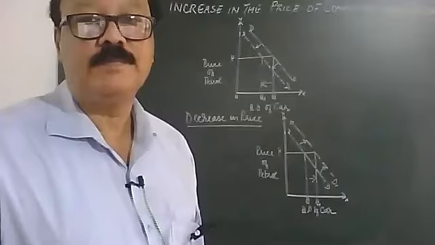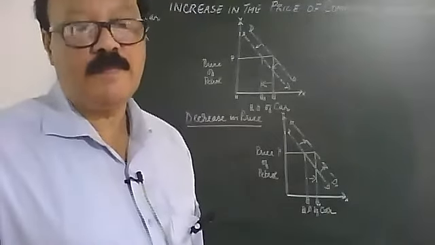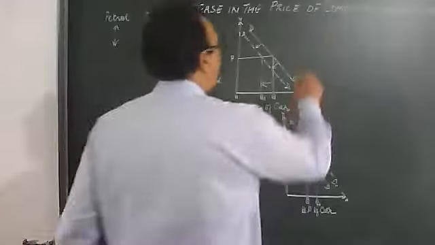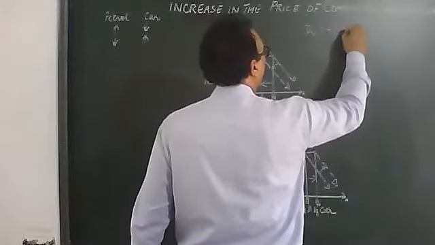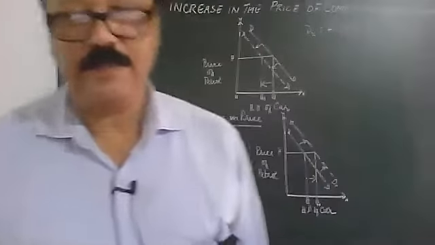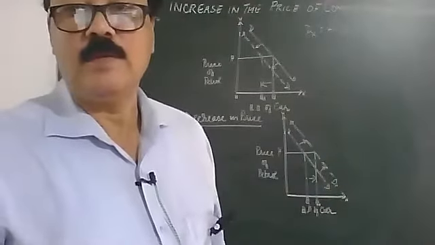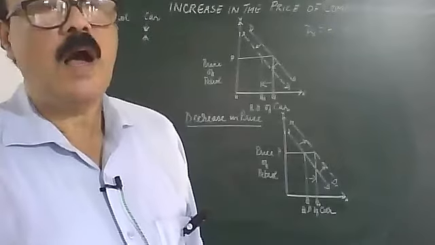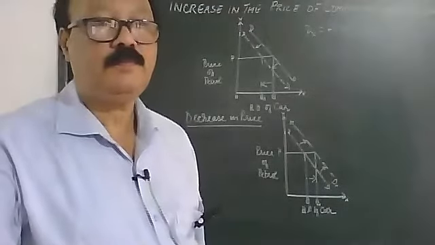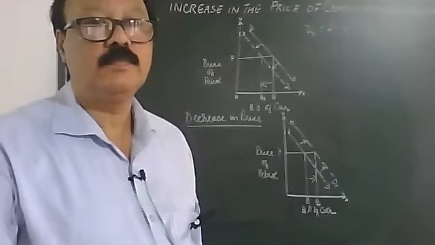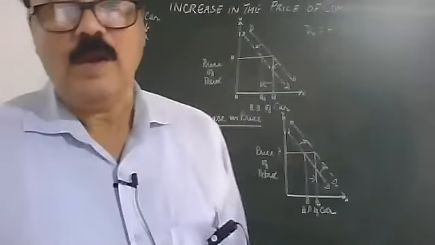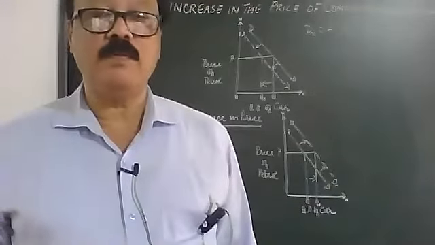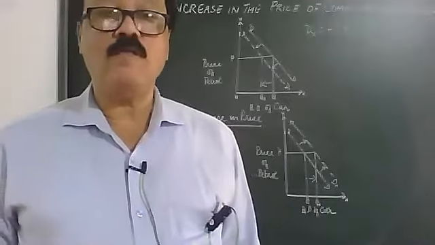Okay, next is, what is the next factor? Income of the consumer. Next is Y, income of the consumer. So the demand for a commodity X depends on the factor Y. Y is income. Other things being equal, demand for a commodity depends upon the income of the consumer.